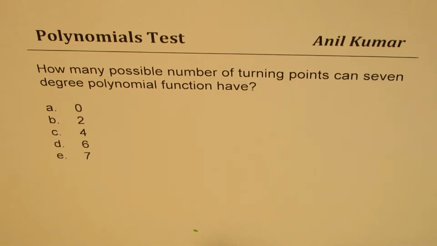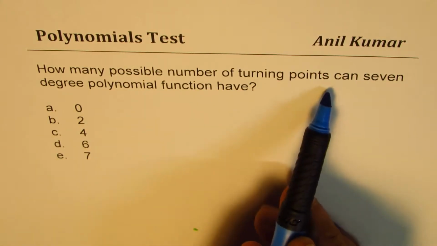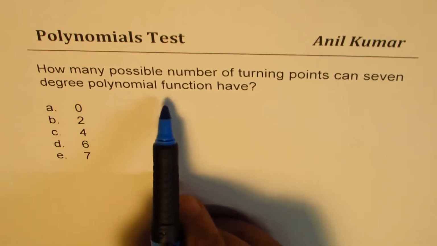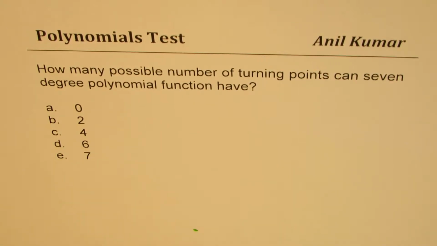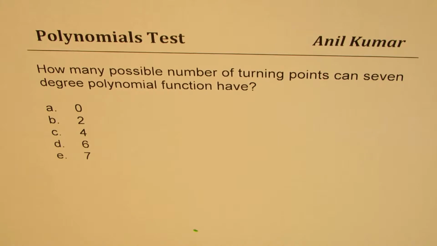The question here is, how many possible number of turning points can a 7-degree polynomial function have? We have 5 choices: 0, 2, 4, 6 and 7. You can always pause the video, answer the question and then look into my suggestions.